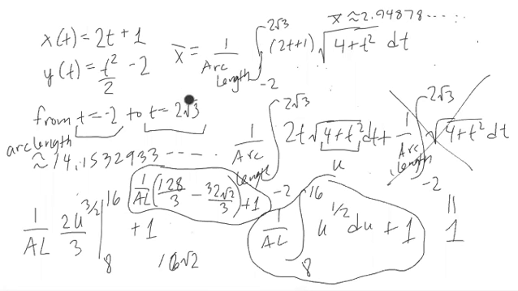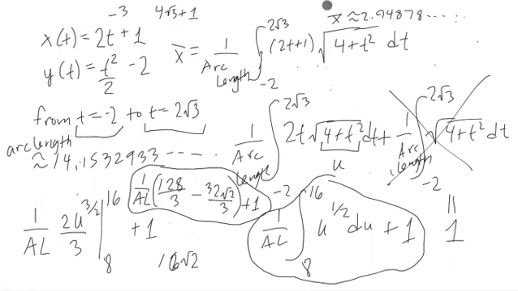Let's just think about that for a minute. What are the x values going from? Well, when t is -2, we're at like -3. So x starts out at -3. And when t is 2 root 3, we're at like 4 root 3 plus 1. So we're looking at like 7 or 8 or something like that. So kind of getting up there. So x bar looks like it's somewhere in the middle.